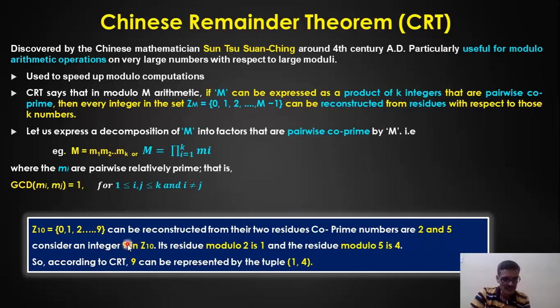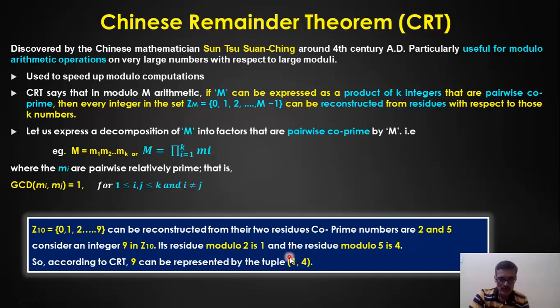Let us take that number as 9. So I have taken the number 9 in this particular set. Now I find the residue of this 9 with 2 and 5. With modulo 2, the residue I get is 1. With modulo 5, the residue I get is 4, right? That is, 9 mod 2 and 9 mod 5 are 1 and 4 respectively. So I represent this 9 as a tuple, that is, 1 and 4. Using this tuple 1 and 4, I can perform different operations.